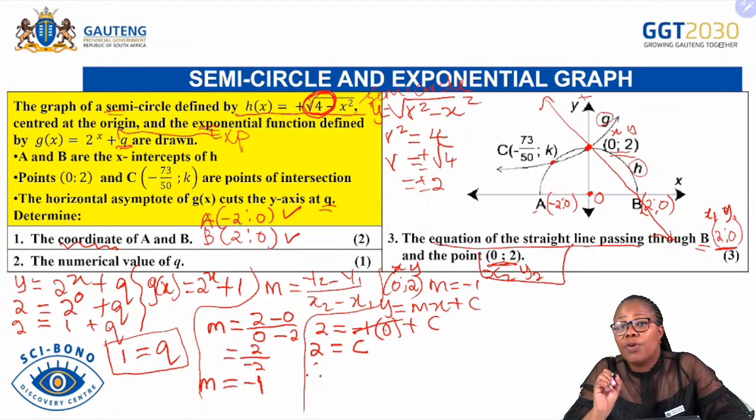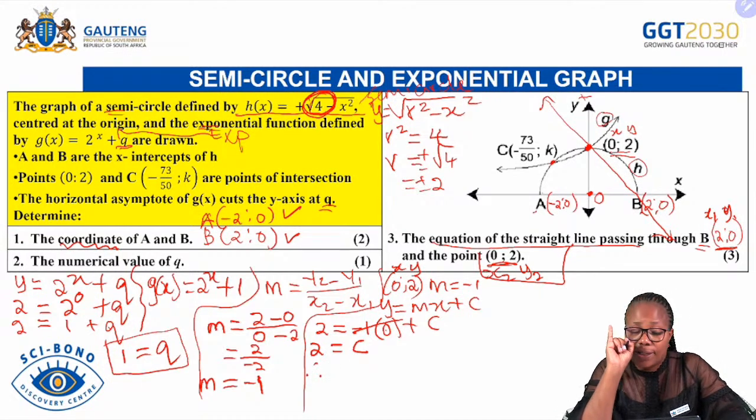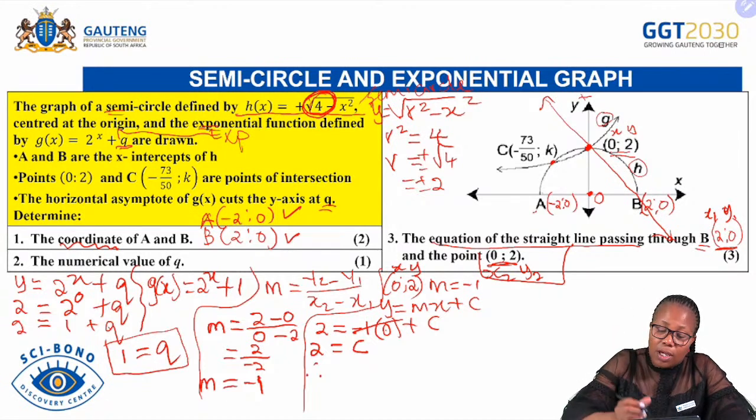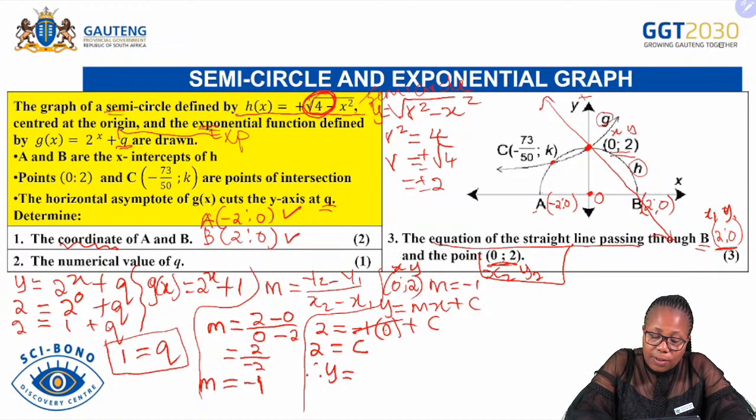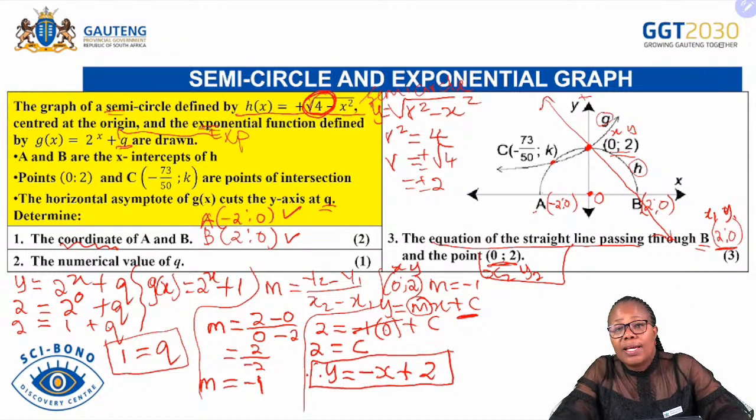Now remember, with an equation, you must leave your y and the x because it's an equation. Okay, so we leave y. We substitute m, which is minus 1. We leave x. Remember, there's the 1 there. And then we now add the value of c, which is 2. So basically, this is the equation of that straight line.